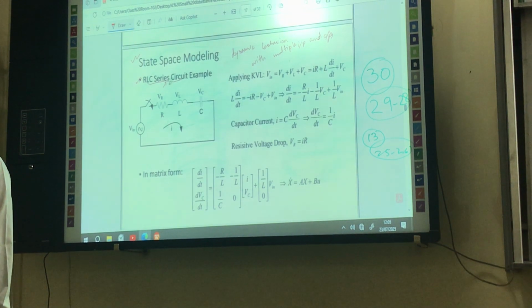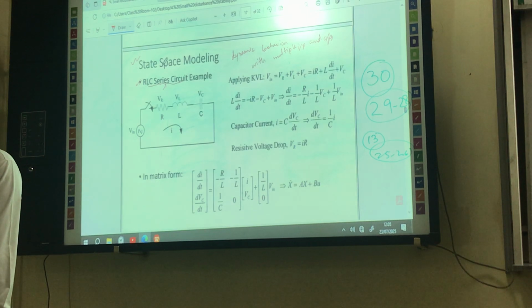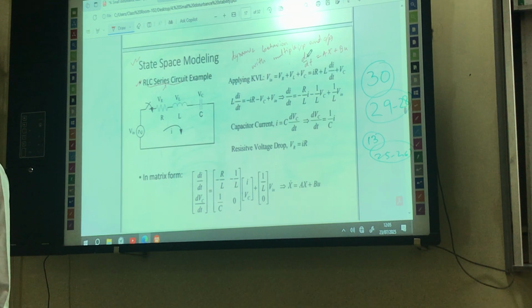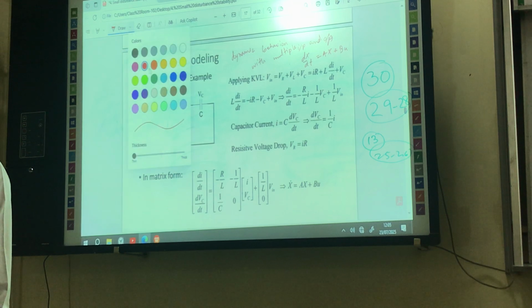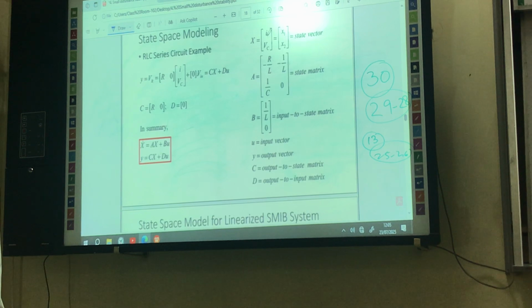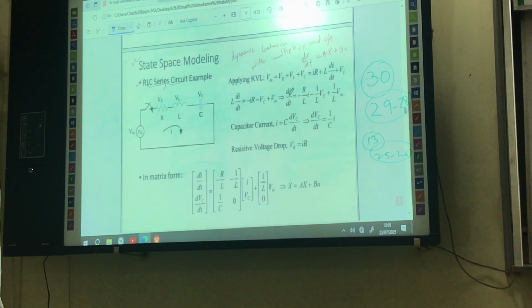This is the general form of any state space model. This dx over dt equals Ax plus Bu. So what is actually the x here? x is the state vector. All the explanation of these parameters is given in the next slide, no problem. I'm just trying to give a recap.